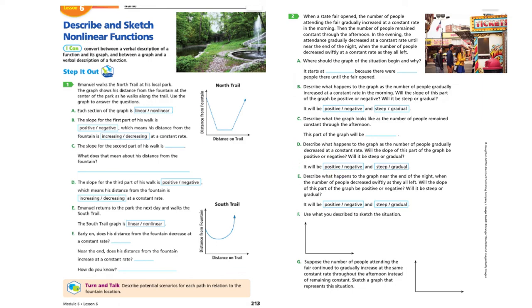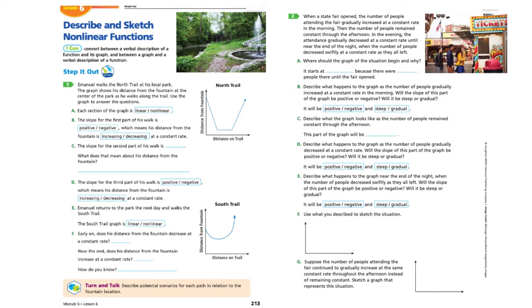E, describe what happens to the graph near the end of the night when the number of people decreased swiftly as they all left. Will the slope of this part of the graph be positive or negative? Will it be steep or gradual? And so you'll answer those two questions there. And then F, use what you described to sketch the situation. So you're going to kind of create a graph to describe what's happening.